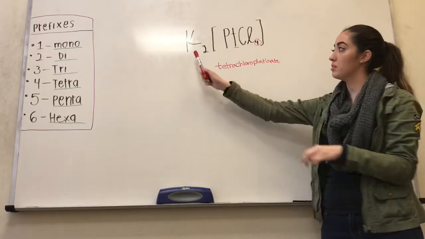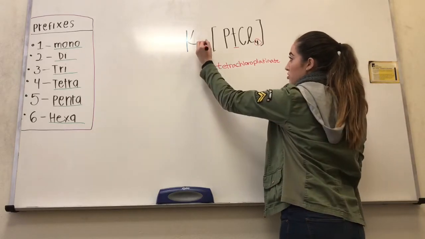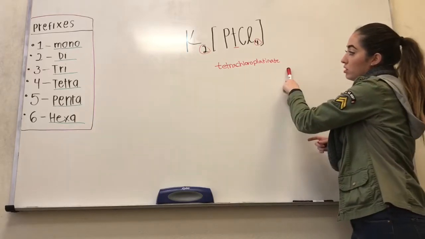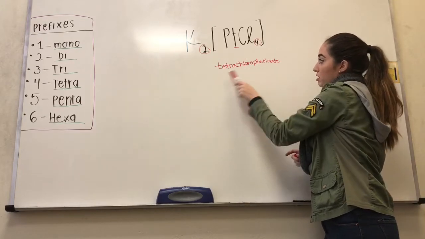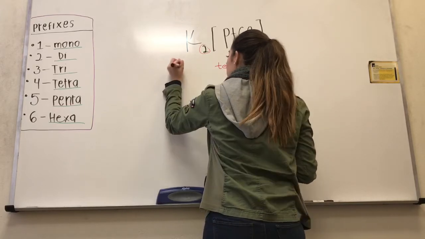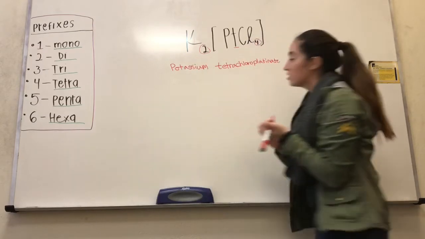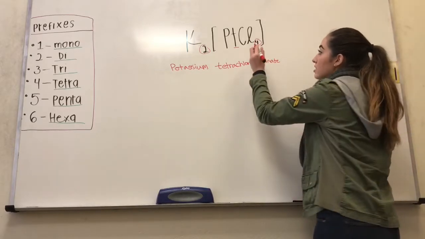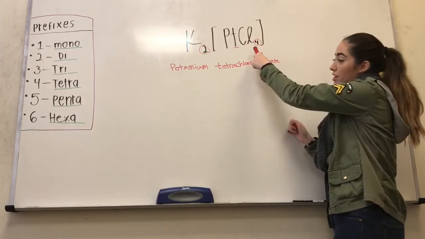And since we have potassium in the front, and there's two, we separate this, and this is all one word, and then for potassium, there's only one separation, between potassium and the compound. So we have potassium tetrachloroplatinate.